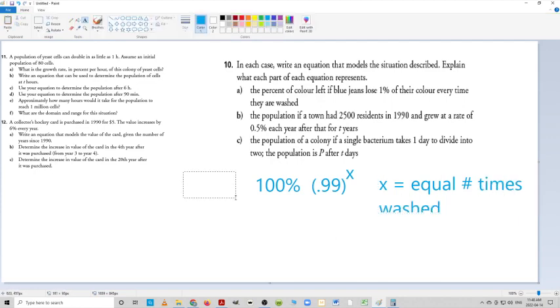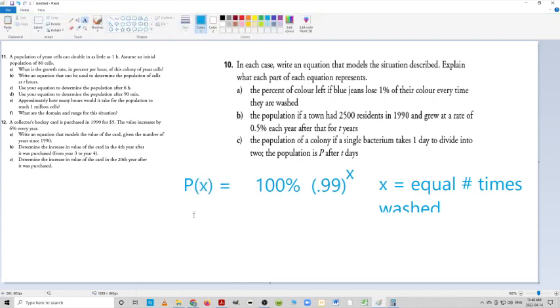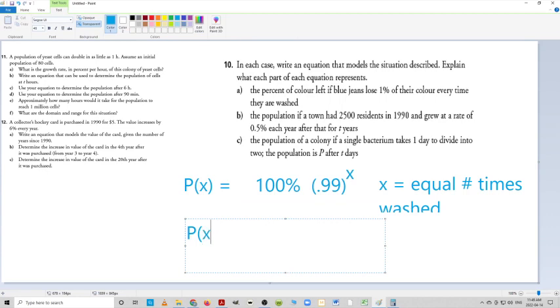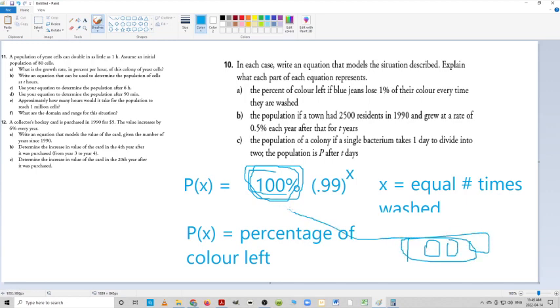and the percentage based on x will be the percentage of color, and p of x is equal to the percentage of color left. Now, you can also change this to, let's say you have a scale of blue. You can replace that with, let's say it's 1,000 on some sort of scale. You can replace that with any measurement that would measure how these blue jeans are fading. And you can see that this works.